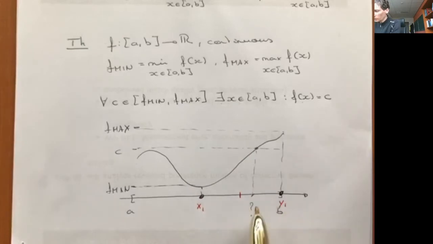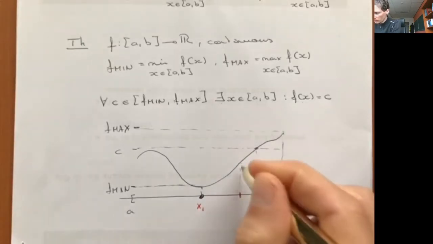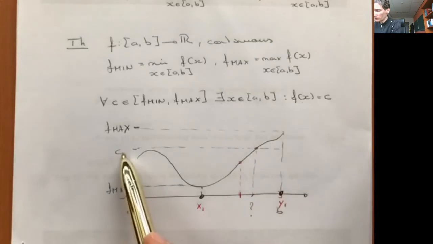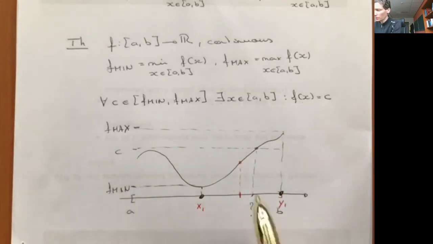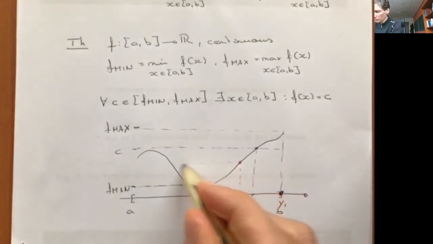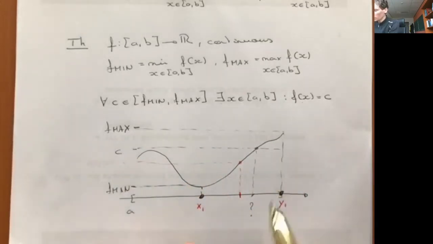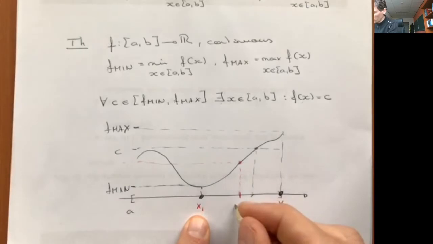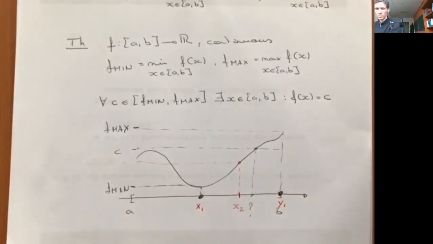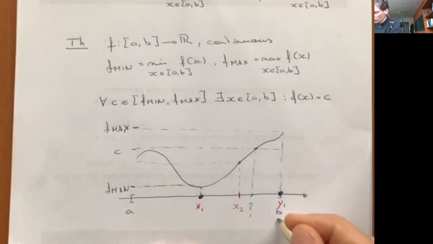And then we're going to compare the function value at this point with the c here. Okay, so in this case, at this point, our function value is below c. So what are we going to do? We're going to say, okay, I'm going to call this x2. And then I'm going to call y1 equal to y2.